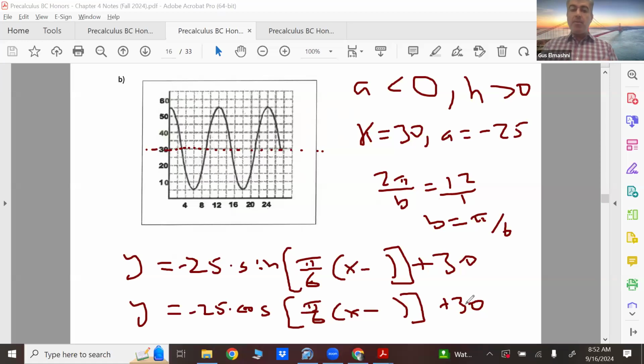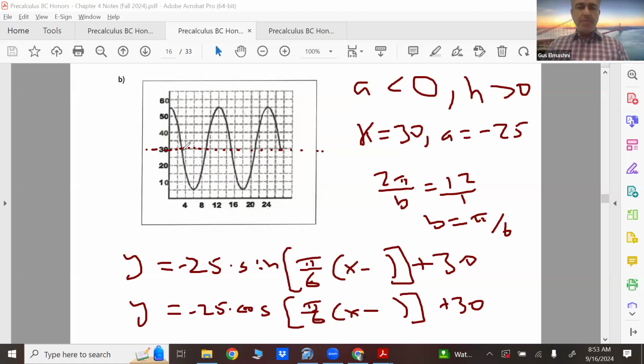My amplitude is 25. I'm going down, so I'm going to do negative 25. The length of one cycle is 12. 2 pi over b equals 12, so b has to be pi over 6. We're okay with that. K is 30, because the low point's at 5 and the high point's at 55. Halfway between is 30.